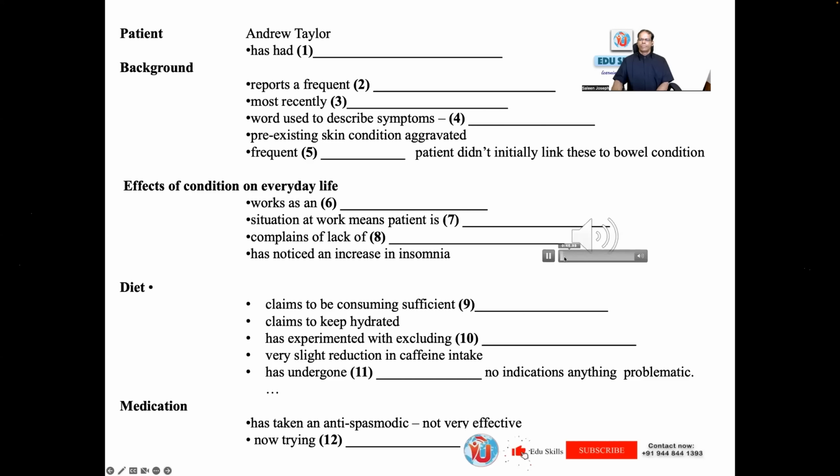Occupational. For questions 1 to 24, complete the notes with information you hear. Now look at the notes for Extract 1. Extract 1. Questions 1 to 12. You hear a gastroenterologist talking to a patient called Andrew Taylor. For questions 1 to 12, complete the notes with a word or short phrase. You now have 30 seconds to look at the notes.